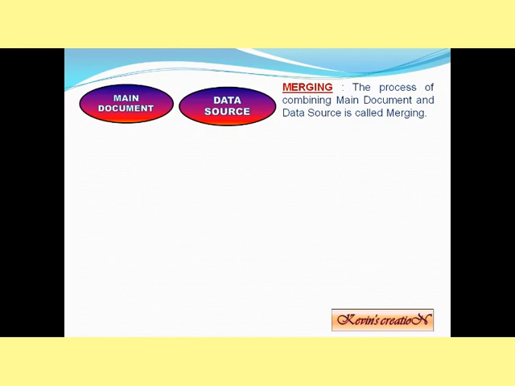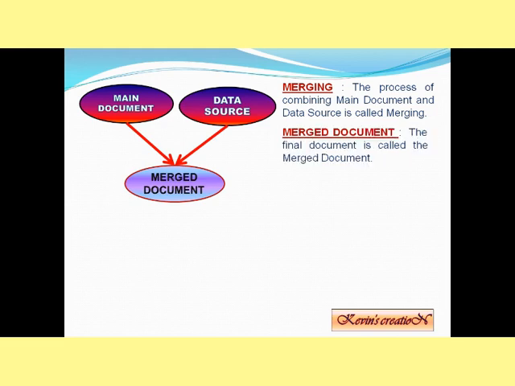Now the process of combining main document and the data source is called merging. It is very easy. Here you can see, as I told you, there are two components, main document and data source. When we combine these, we get a document, and that is called the merged document. So here you can see the final document is called the merged document. After combining main document and data source, we get the merged document.